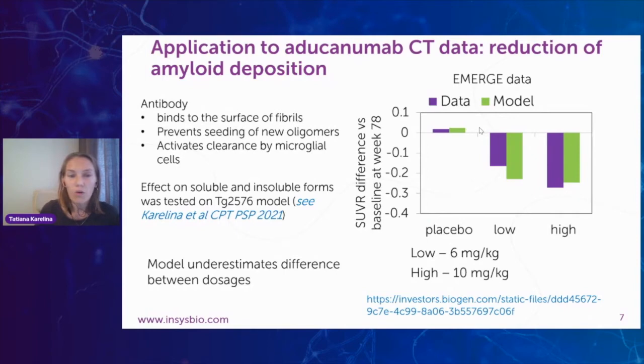Here you can see how our model describes reduction of amyloid deposition as measured by positron emission tomography by SUVR at week 78. We have described two treatment arms. In the low dosing treatment arm, patients were titrated up to 6 milligram per kilogram, and in the high dose treatment arm up to 10 milligram per kilogram dosage. And further, we will refer to them as low and high dosing level. Our model satisfactorily describes reduction, but it underestimates the difference between the dosages, which can be seen here as shown by the green color.